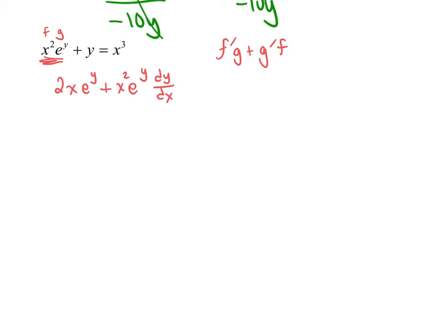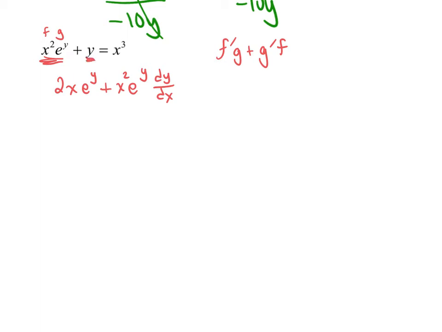Now I want to just stop here for a second, and if you notice, I have a dy dx on the second part, but not the first. Because in the first part, I took the derivative of x squared, not e to the y. But in the second part, I took the derivative of e to the y, not the x squared. So that's why I added it on the second part. And then I can continue.